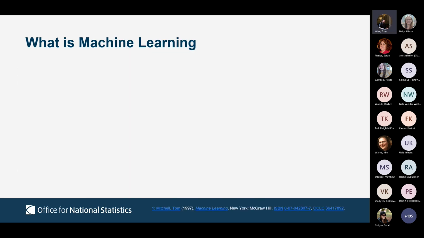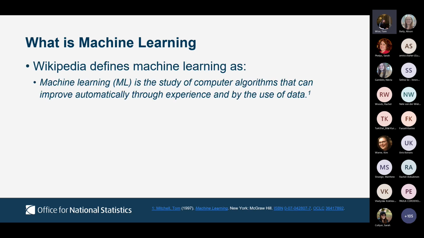So let's begin our search at the hub of all human knowledge, that is Wikipedia, and it provides this definition. Machine learning is the study of computer algorithms that can improve automatically through experience and by use of data. And so this is from Mitchell Thomas in 1997, a little bit before machine learning took off as a mainstream way to solve all of our research-based problems.